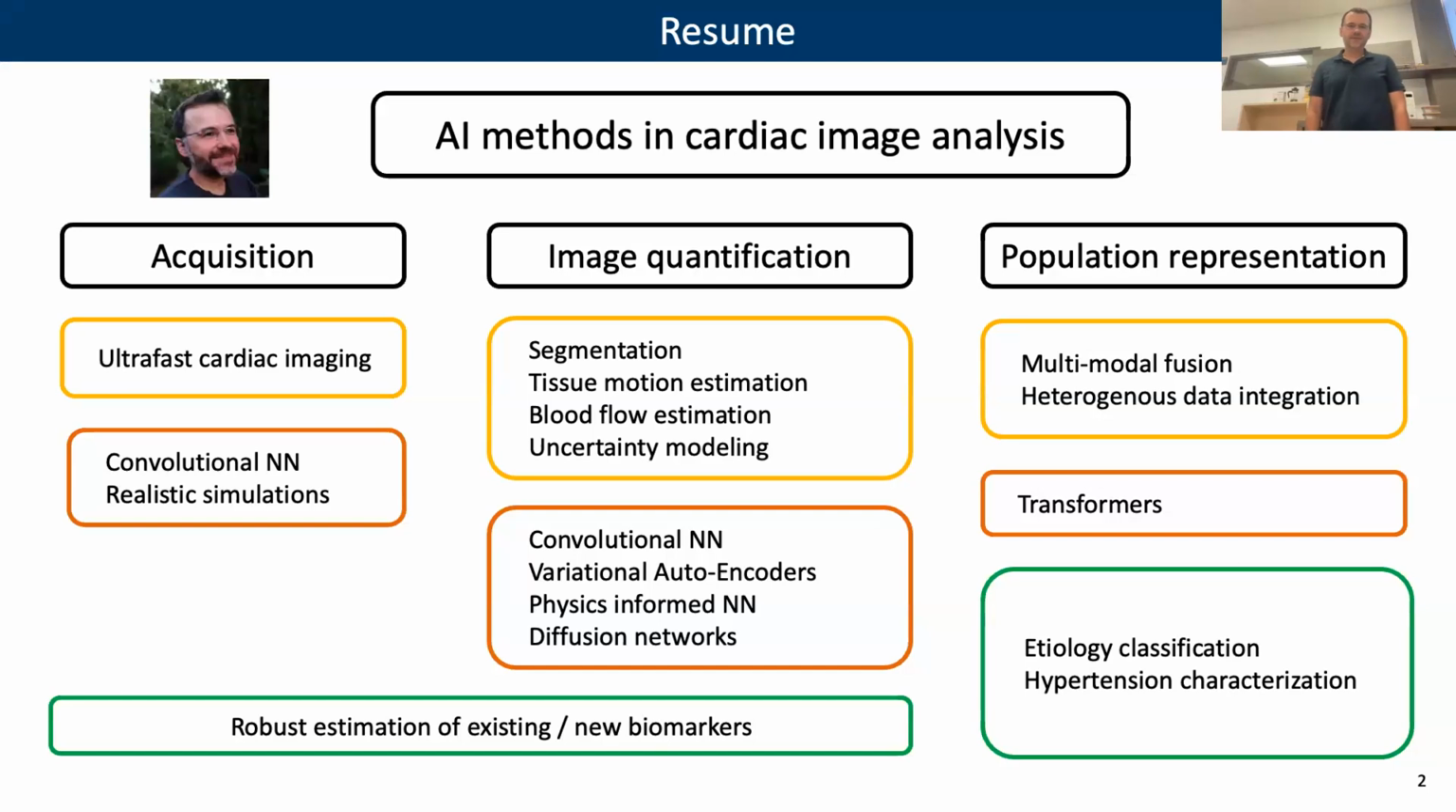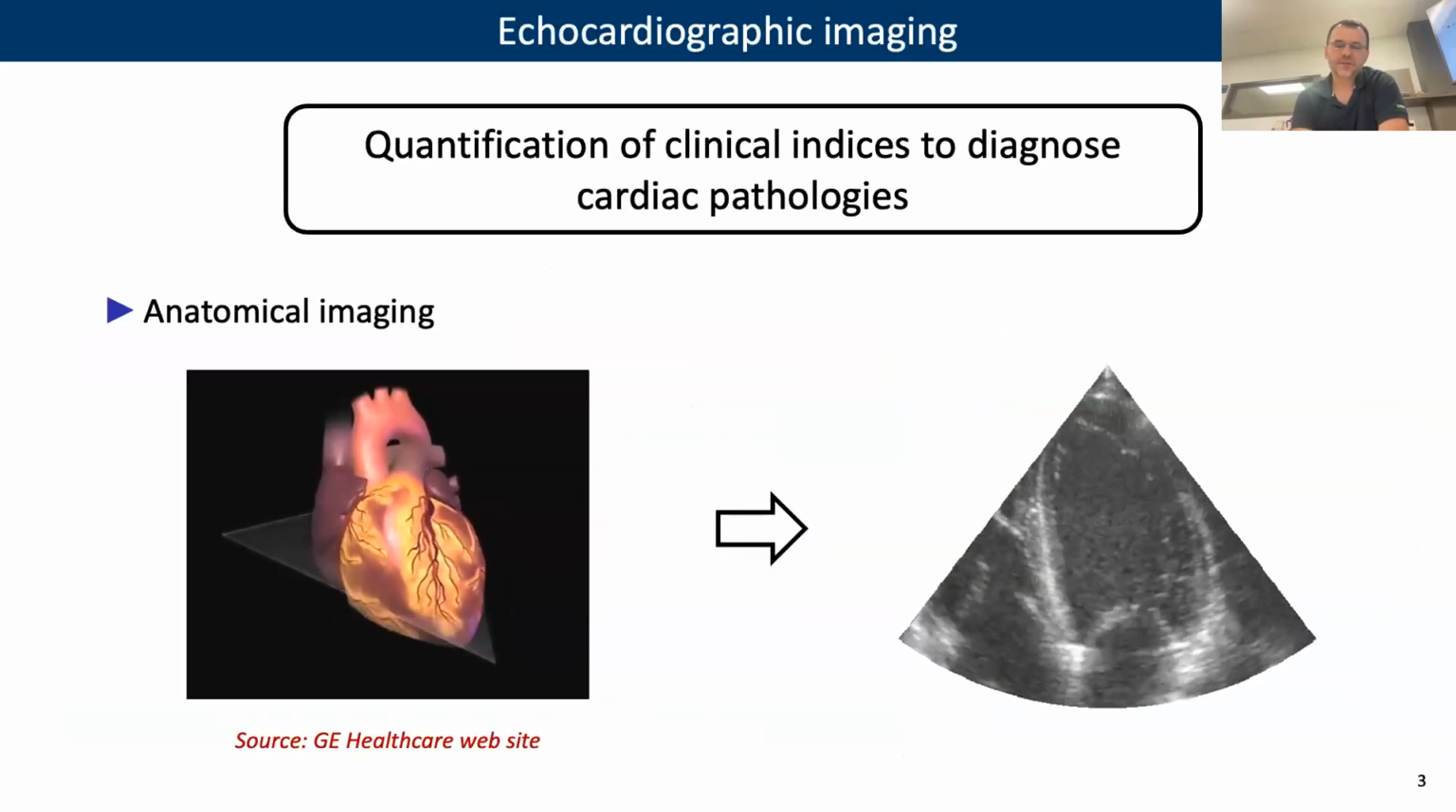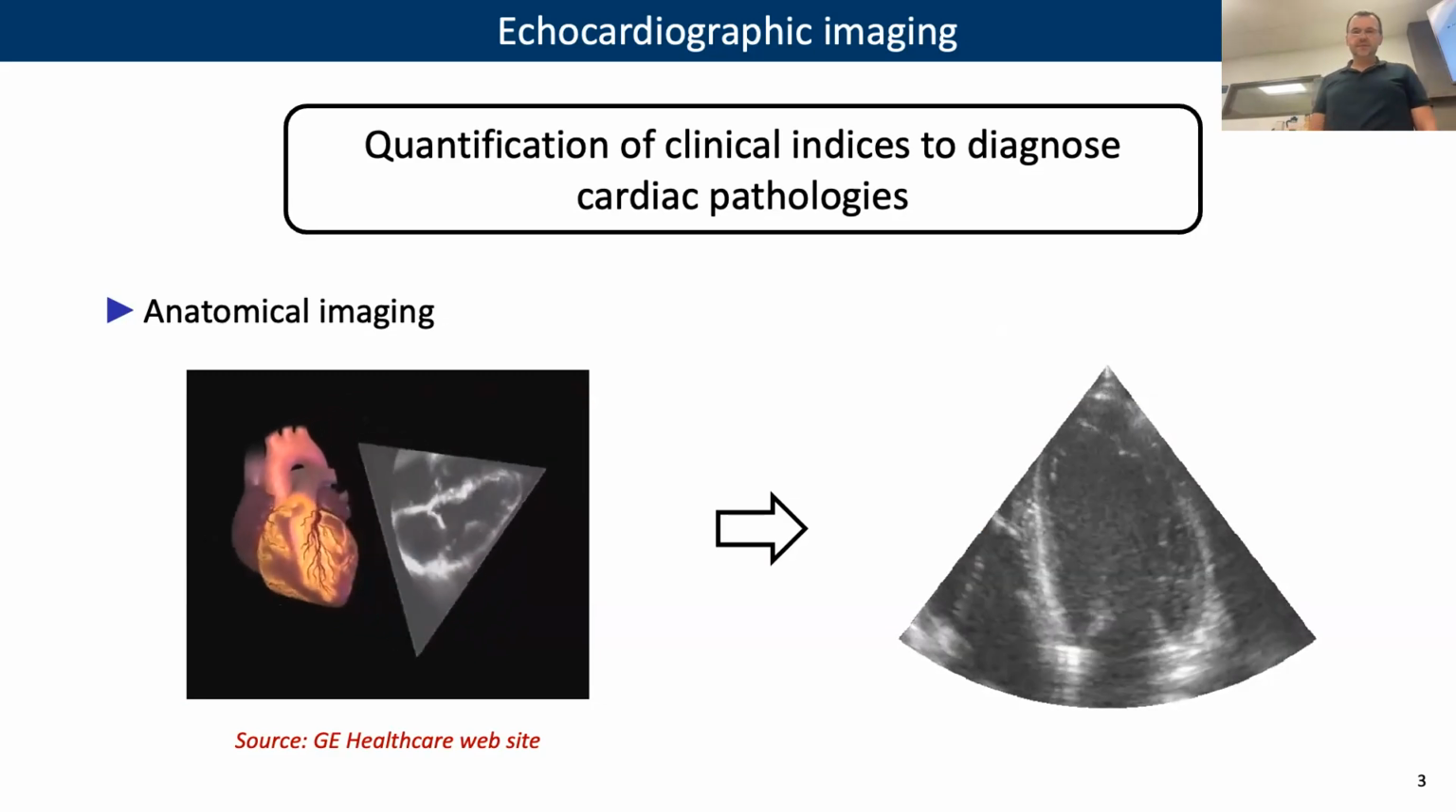Just for a brief summary of what I'm doing. I'm working in cardiac image analysis in a translational way, in the sense that I'm working in acquisition, image quantification, and population representation, with some keywords that you can see here in terms of methodology: segmentation, blood flow estimation, tissue motion estimation, multimodal fusion, heterogeneous data integration. The applications are basically two: robust estimation of existing biomarkers and estimation of new biomarkers, and the classification of etiology, which is the origin of the pathology, and the characterization of hypertension. So today I will focus on the quantification of clinical indices to diagnose cardiac pathology.